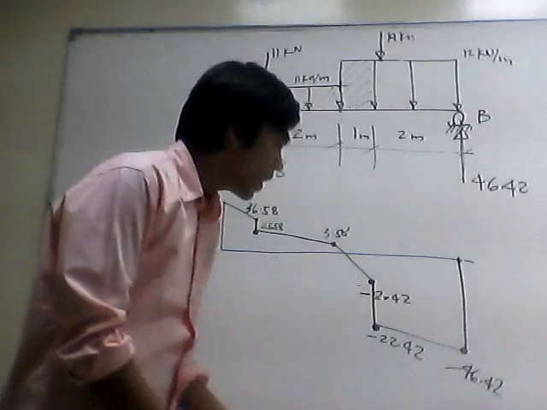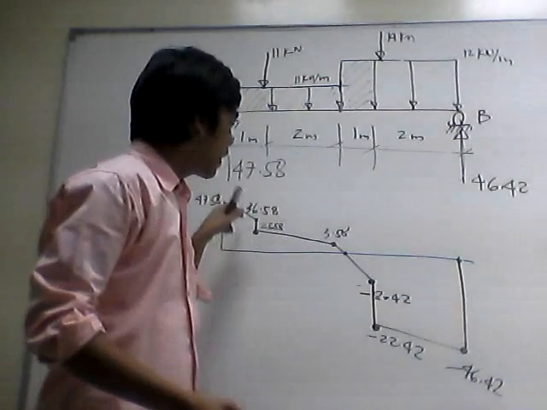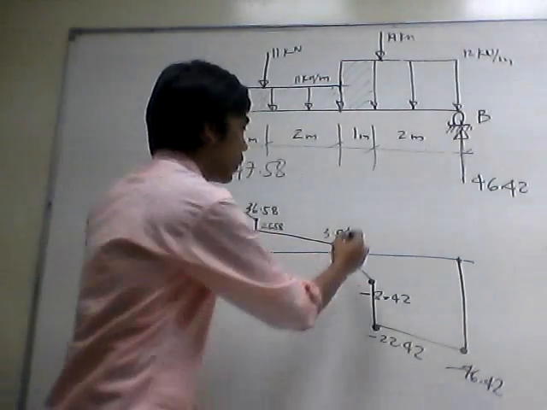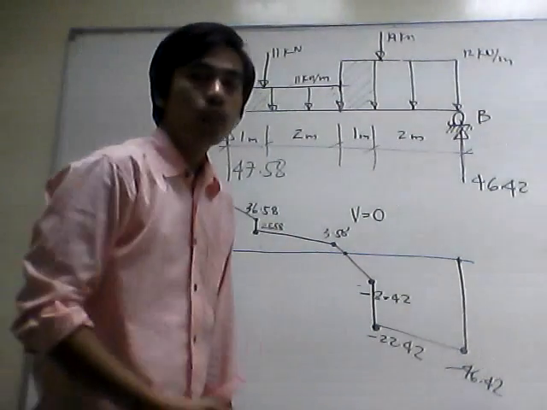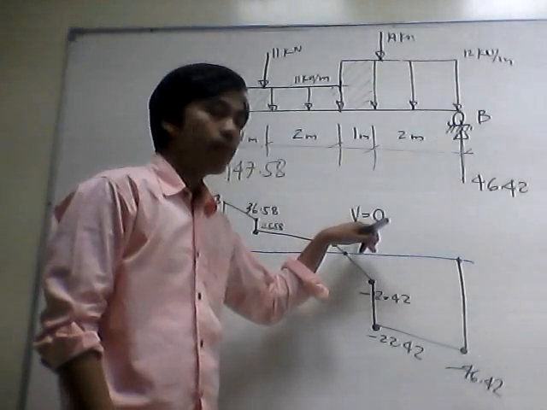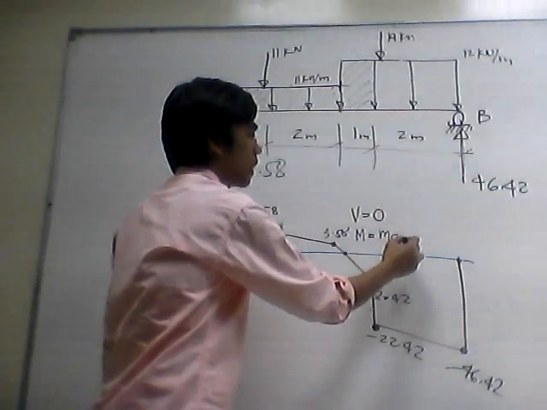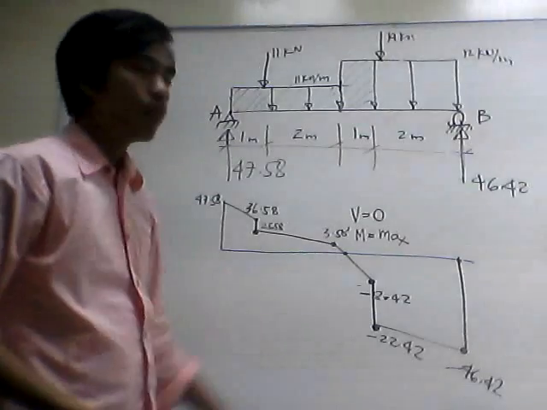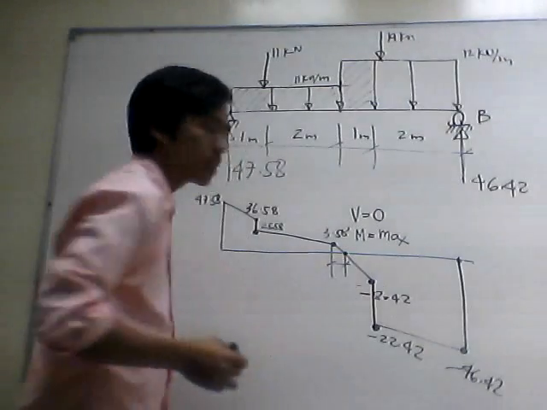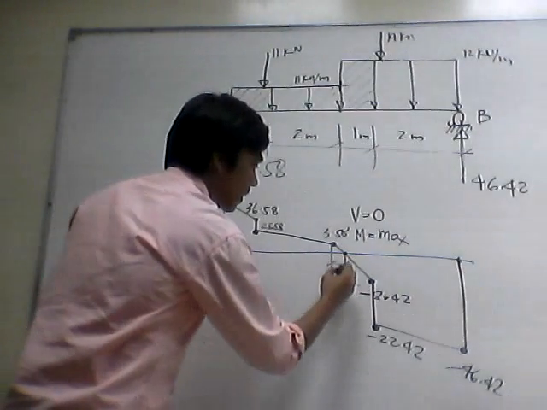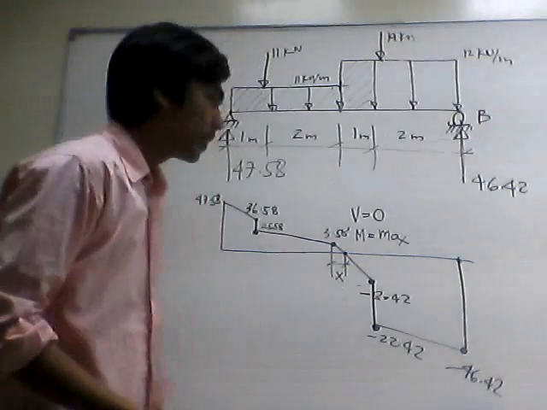We notice that we have a point here, the point where the diagram crosses the horizontal line. We call this the point of zero shear. Remember that in our last video we mentioned that at the point of zero shear, the moment is maximum. So this is very important to locate the point of maximum moment. Let us designate this as X. Okay, we are going to solve for this X here using similar triangles.